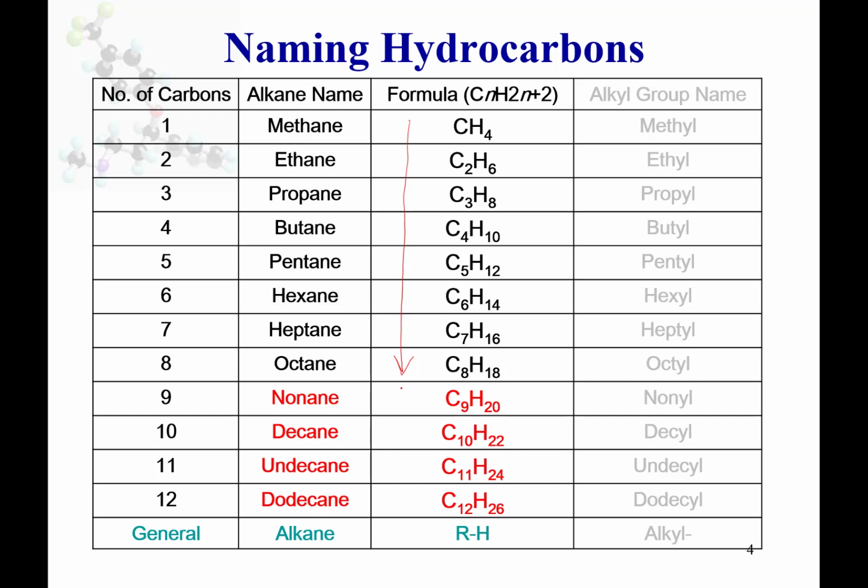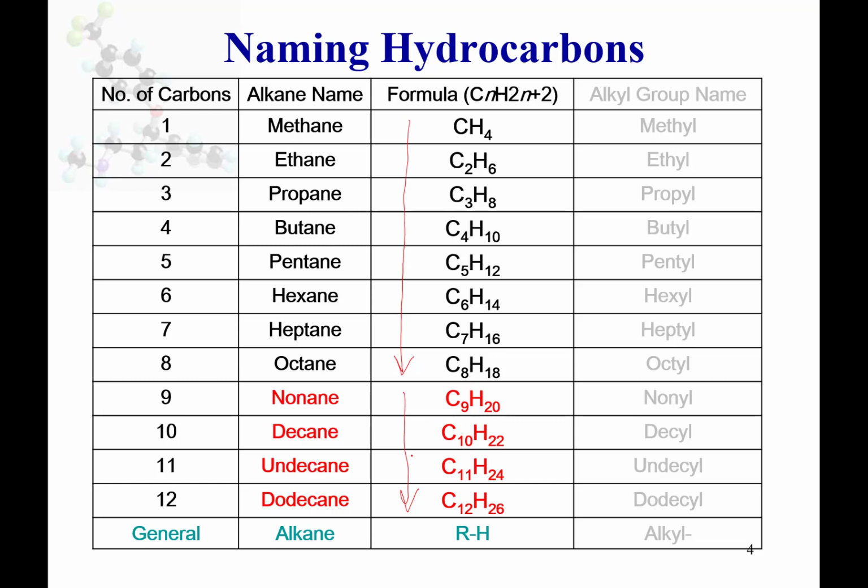But probably fewer of you know about what's beyond an 8 carbon framework. For a 9 carbon alkane, this is nonane, and then it's decane, undecane, dodecane.